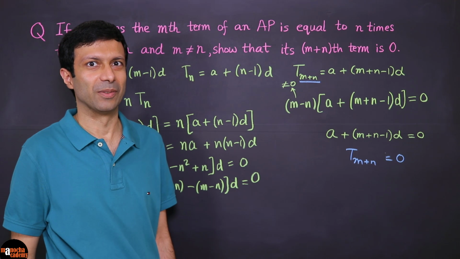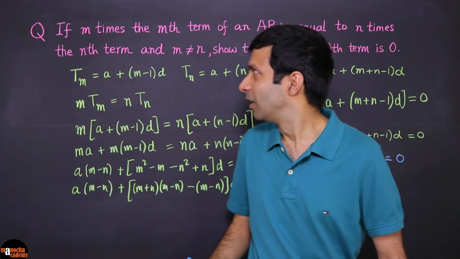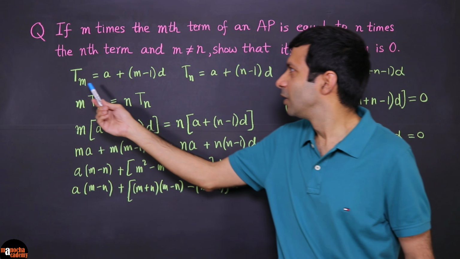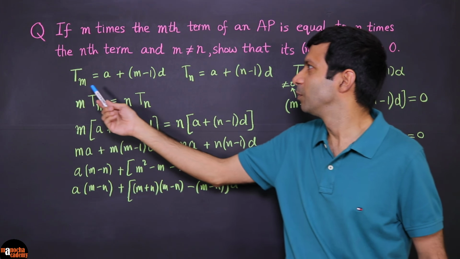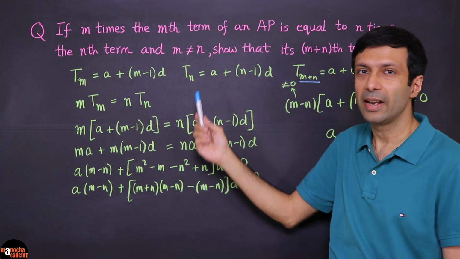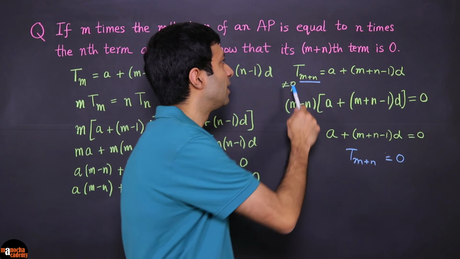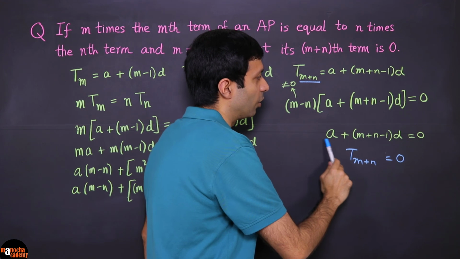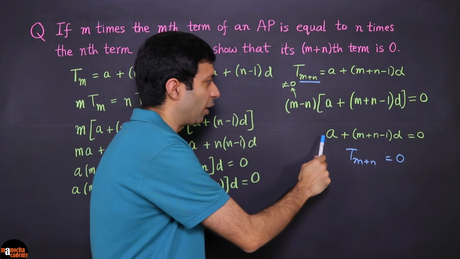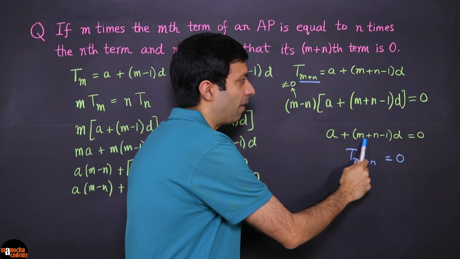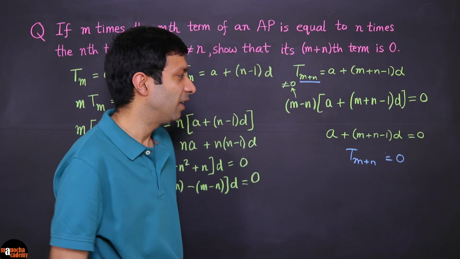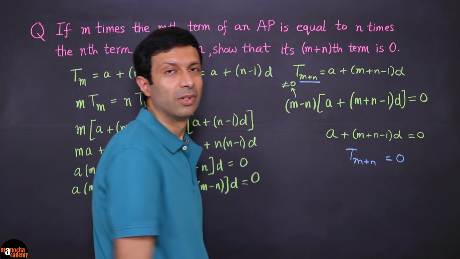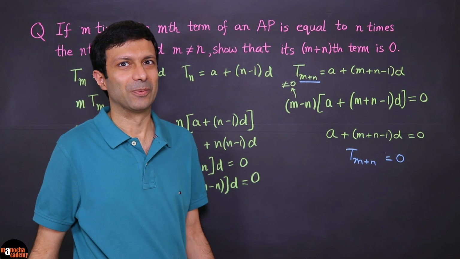So the key thing to solve these type of questions is to just use the formula and write the term in terms of Tm, Tn, and what you're interested in, right? Tm plus n. So we were on the lookout for that term, and we got it finally here, a plus m plus n minus 1 times d equal to 0, and so Tm plus n is 0.